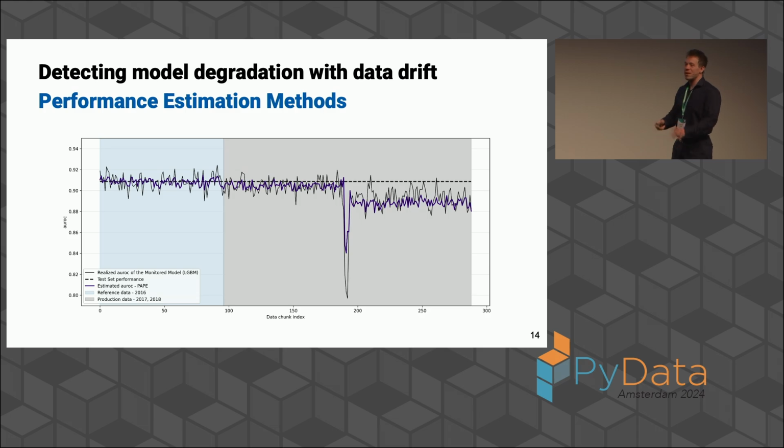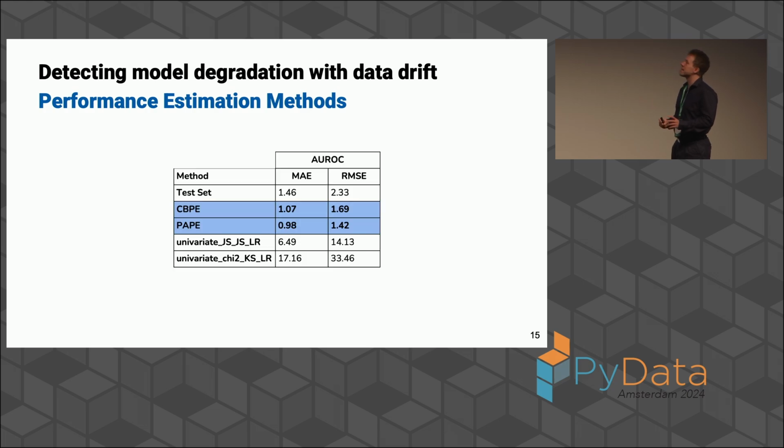Now, I'm going to give you a bit of a preview of our best method right now for estimating model performance. And we see that it actually is able to detect both the spike and the persistent model drop. How did we do it? In a second. Right now, let's just look at the summary of the performance on all those data sets that we evaluated. So I think, again, it was around 600 data sets.